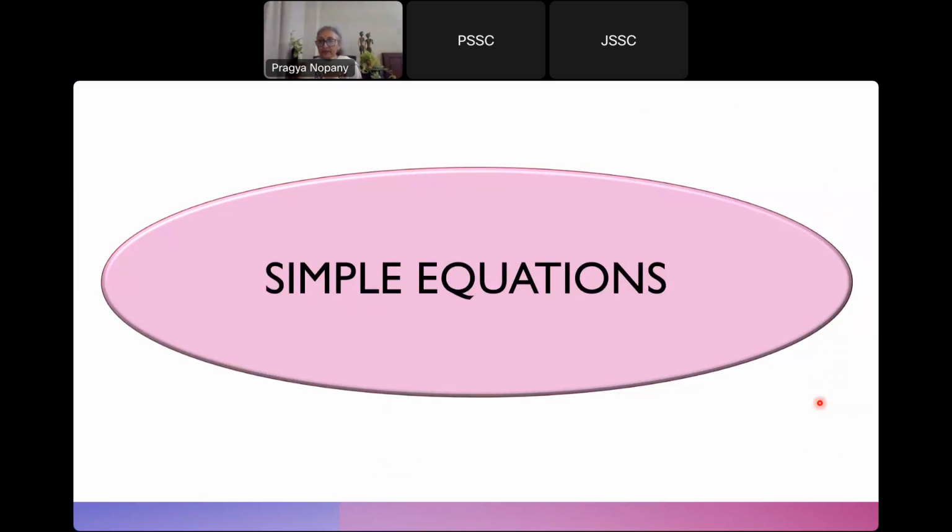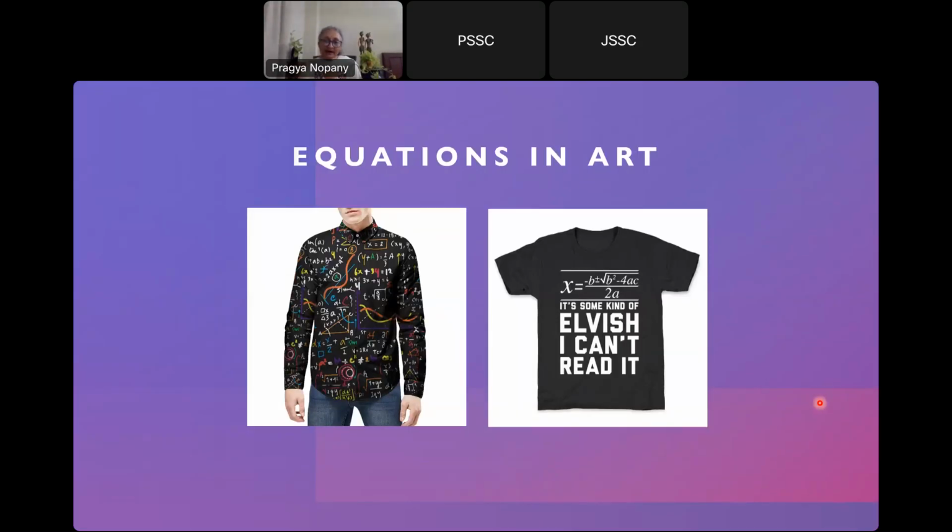Now, simple equation. So look at the ideas of simple equation on clothes. Look at the shirt here and the t-shirt here.